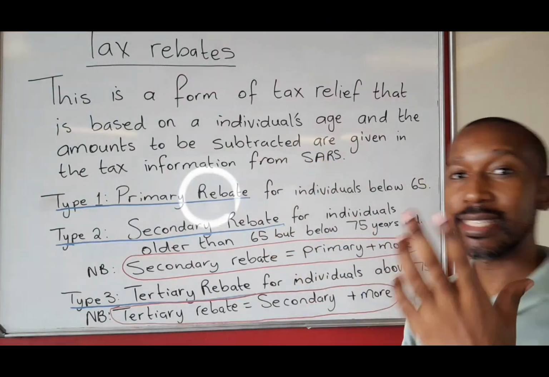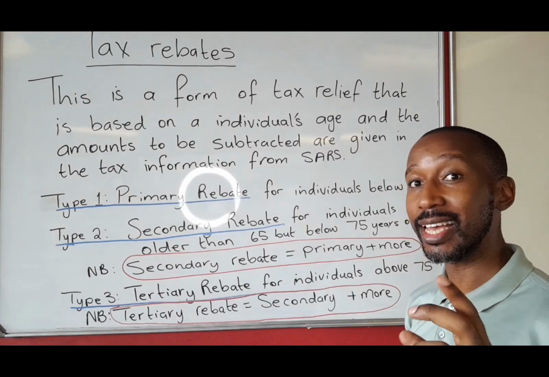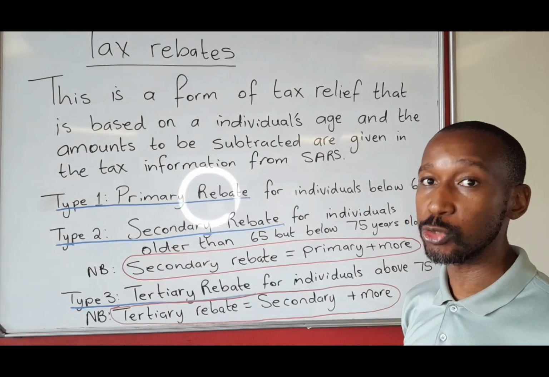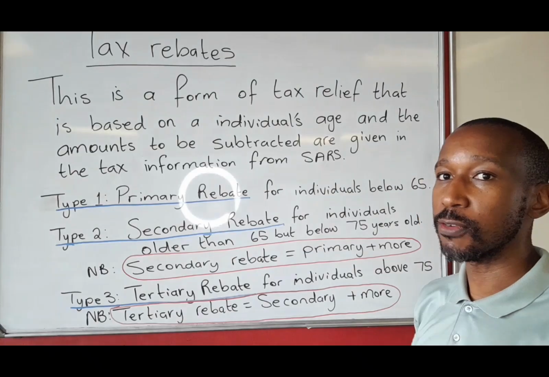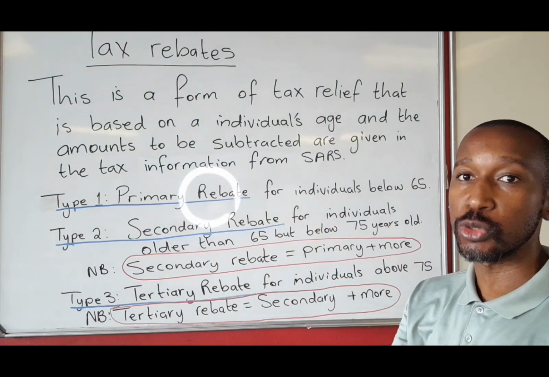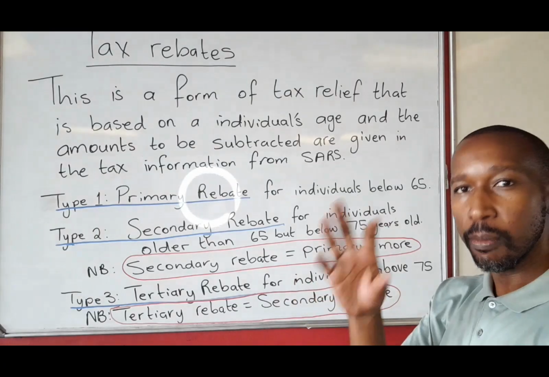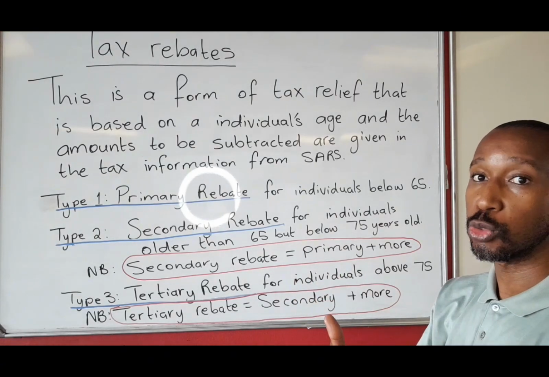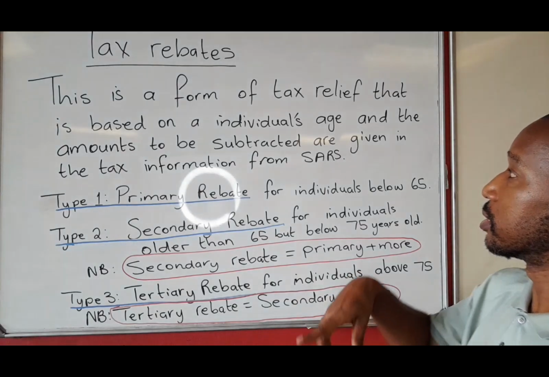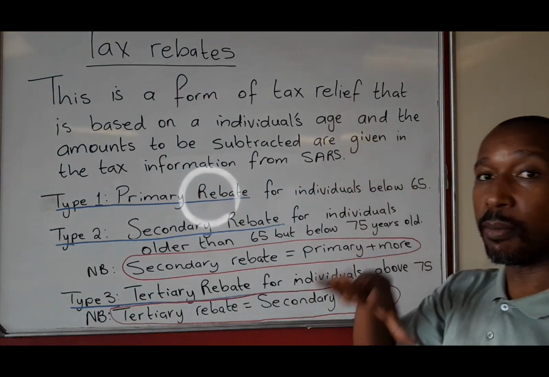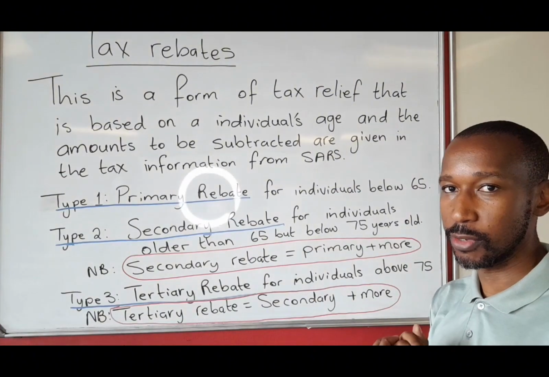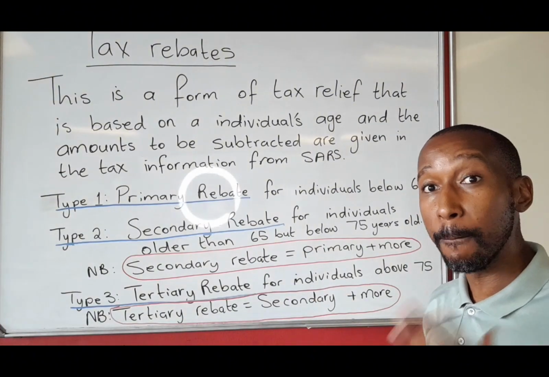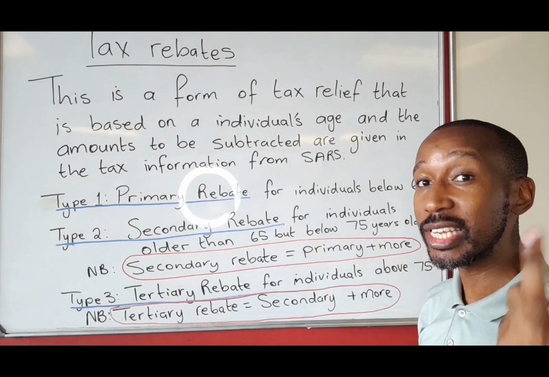So it's money that is reduced from the tax that is actually assessed and the individual is supposed to be paying. It's a form of tax relief that SARS gives to individuals to make them pay much less money than they should be under tax assessment. And these amounts are based on the age of the individual. So the older you get, the more rebate you get.